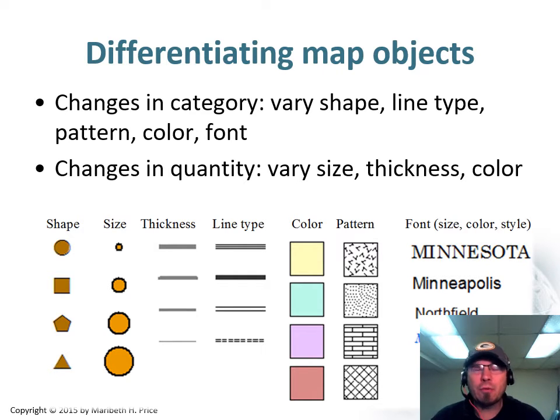Different color patterns, which we've seen already. There's things like monochromatic scales where you go from a light hue to a dark hue to represent more or less of something. Patterns, in this case, these are geologic patterns. And then obviously font sizes, which you see all the time for things like websites. You can use all caps, different sizes, italicized, underlined, things like that.